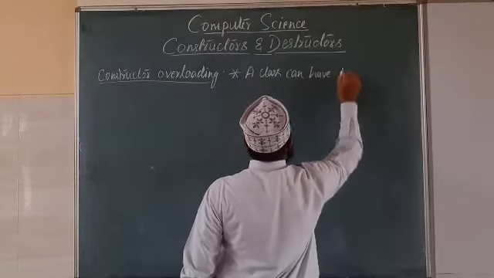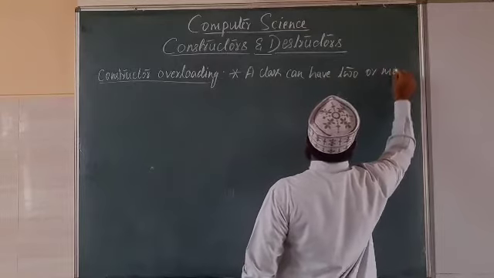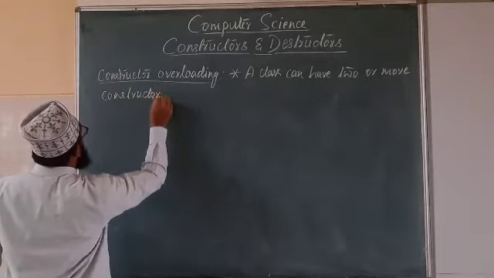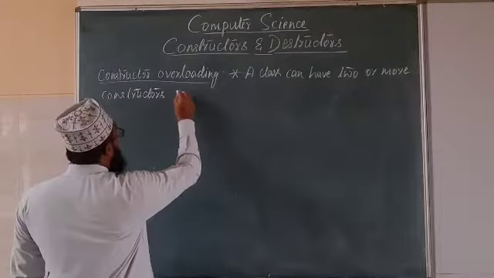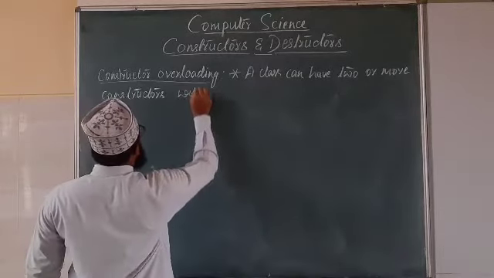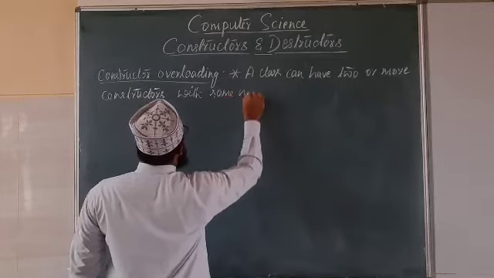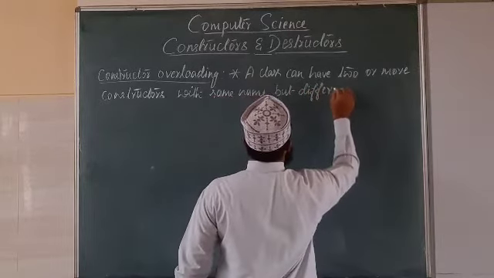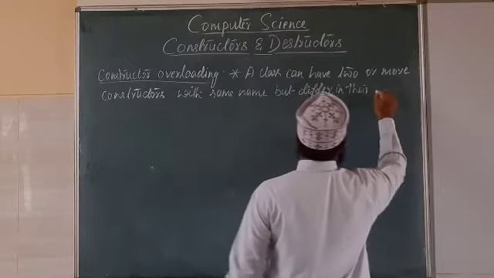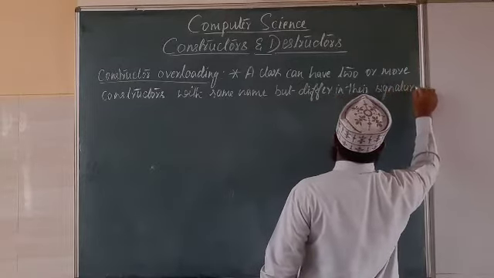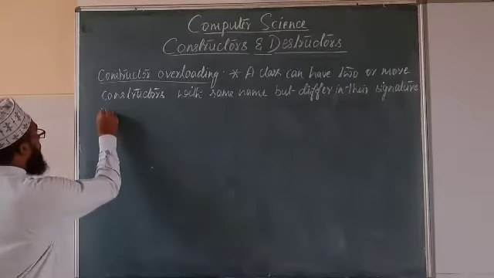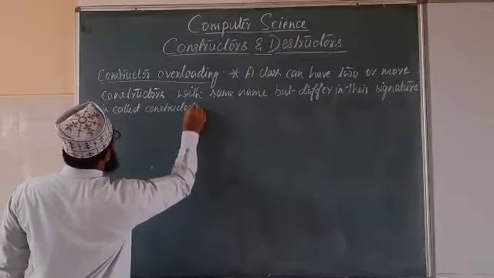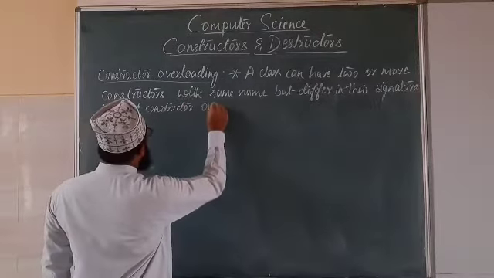A class can have two or more constructors with the same name, but differing in their signature. This is called constructor overloading.